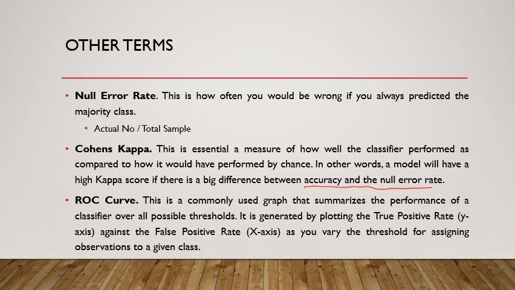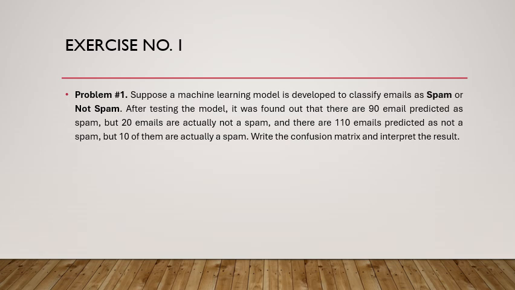In other words, the model will have a high kappa score if there is a big difference between the accuracy and the null error. The ROC curve is a commonly used graph to summarize the performance of a classifier over all possible thresholds. It is generated by plotting the true positive rate, which would be the y-axis, and the false positive rate, which would be the x-axis, as you vary the threshold for assigning observations to a given class. Now let's take a look at our next problem.